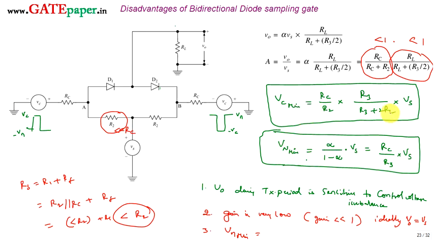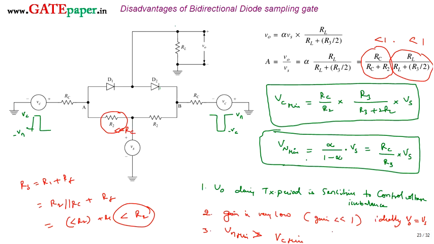And Vc minimum is going to be something lesser than Vs. During the transmission period you should apply a lower voltage compared to Vs, whereas during the non-transmission period you are applying more than the source voltage to keep both diodes reverse biased. That's the disadvantage: Vn minimum is going to be greater than Vc minimum. That is, to keep the diodes reverse biased you are applying more voltage, and to keep the diodes forward biased you are applying less voltage. So this is also treated as a disadvantage.